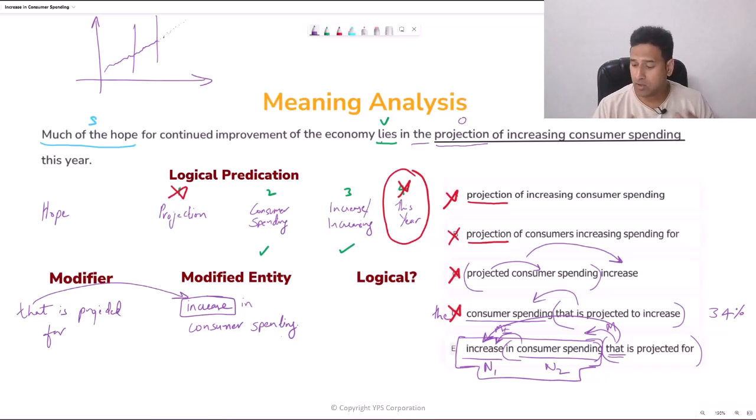As you can see, all the modifiers and their modified entities make sense with each other. We have "in consumer spending" modifying "increase," makes sense. We have "that is projected for this year" agreeing with "increase," makes sense. And therefore, choice E was the best of the given choices, the least of all evils, right? Well, there you have it. I hope you understood this methodology, this framework.